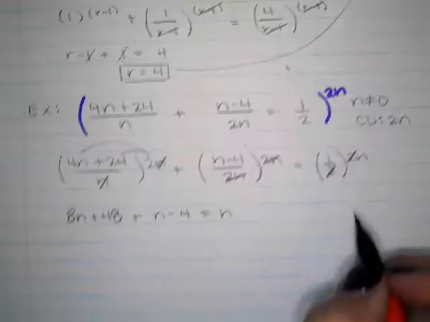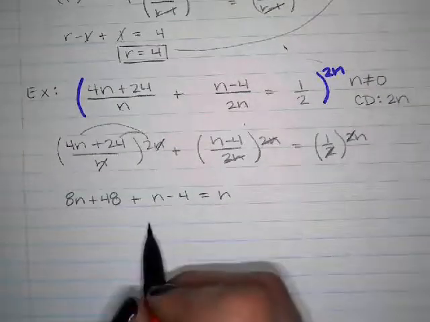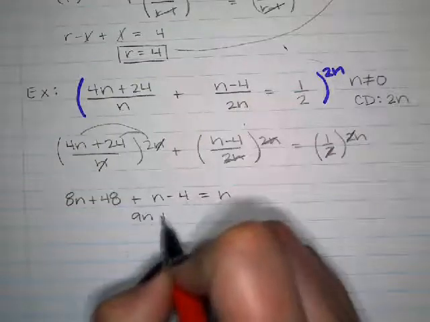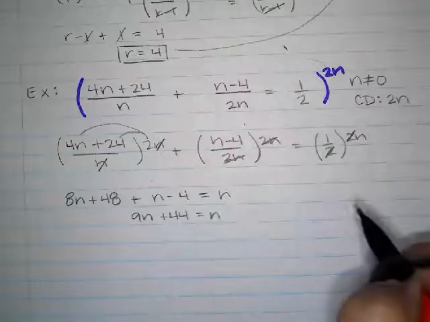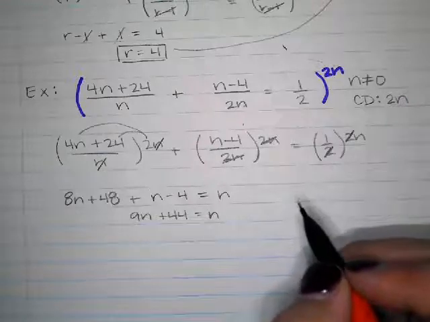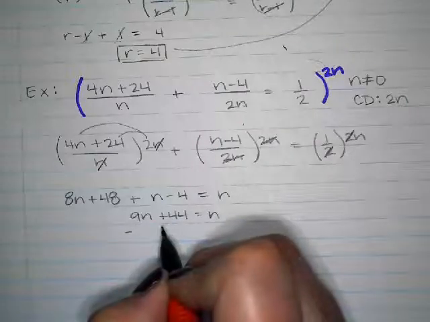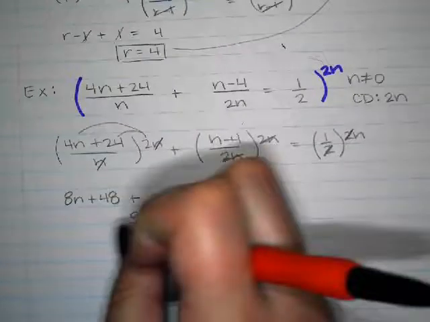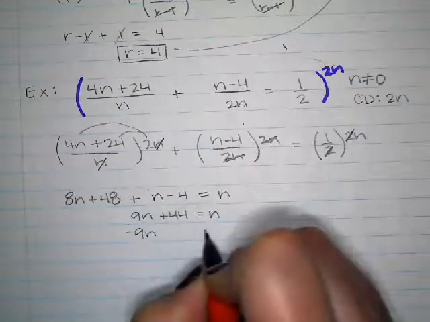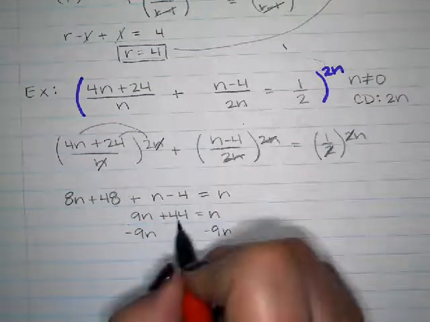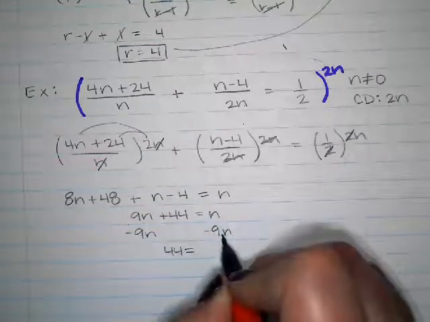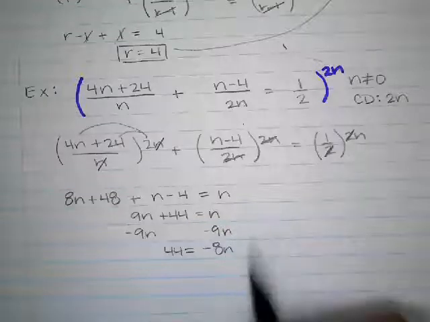So if we combine like terms, what do we have? 8, not n plus 4, 4, not n plus. Okay? And then what should we do? Subtract the 44? No, subtract the 9. Yeah, you could subtract the 44, it wouldn't be wrong. So 44 equals negative 8n, right? Yeah, that's not going to be a whole number. Yeah, it's going to end up being a fraction, which is okay.